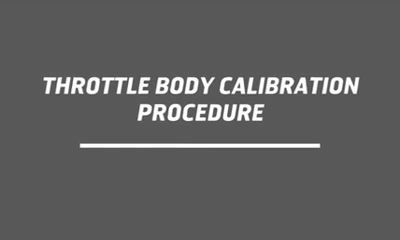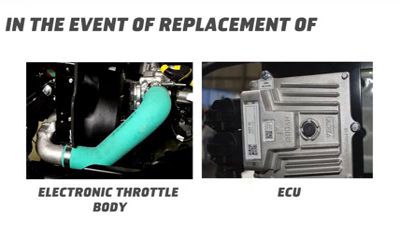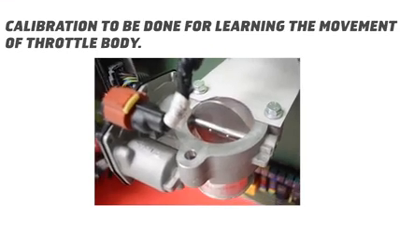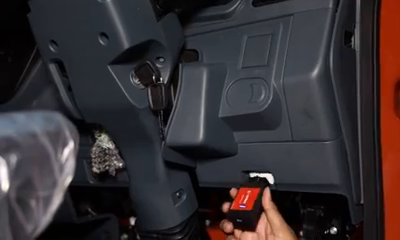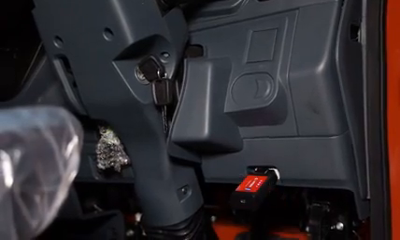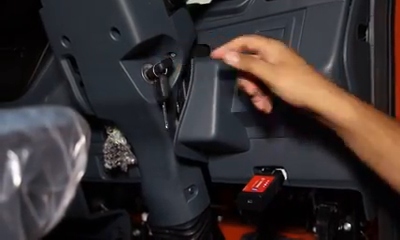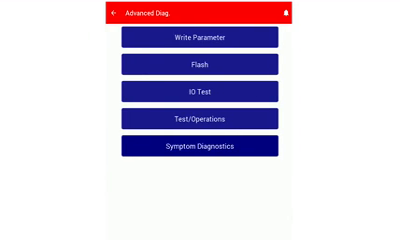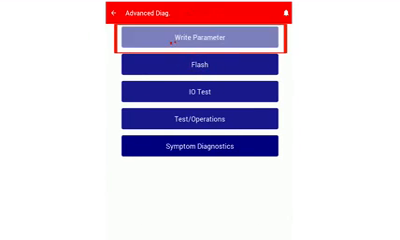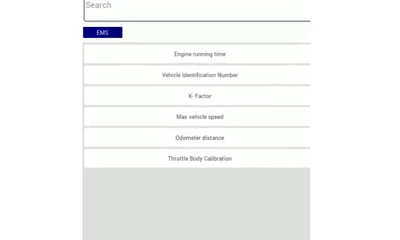Throttle body calibration procedure. Need for throttle body calibration: in the event of replacement of electronic throttle body or ECU in the vehicle, calibration is to be done for learning the movement of throttle body. Calibration process: connect the DA Light tool and switch on the ignition key. Go to the Advanced Diagnostic option. Select the throttle body calibration option in the write parameter menu.